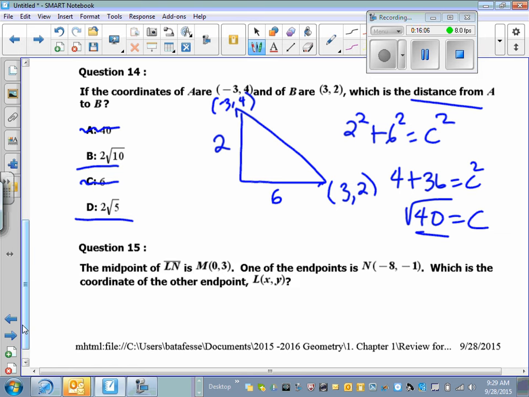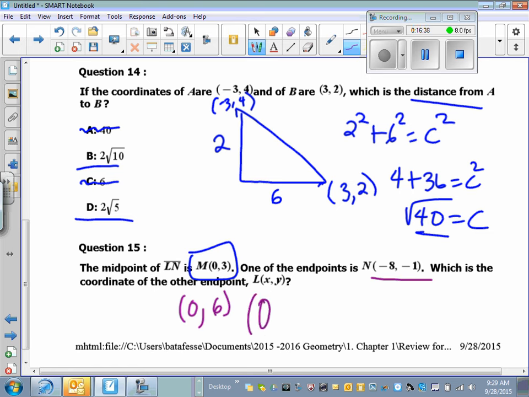All right, number 15. The midpoint of LN is given, along with one endpoint. So this is also another endpoint question, so you do double subtract. And again, you are doubling the midpoint. So don't forget, you're doubling the midpoint and subtracting the other. So when I double this, I would get 0 times 2 is just 0, 3 times 2 is 6. So that's my double. Then I'm going to subtract this number from it.